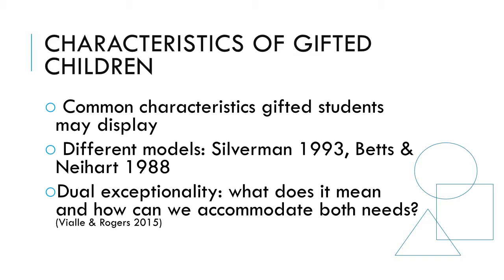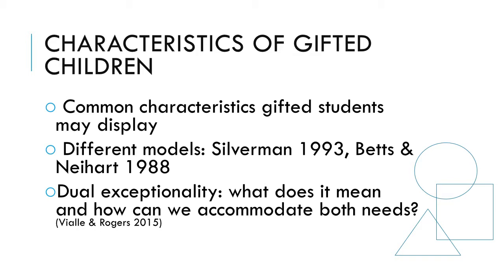autonomous learner. One of Betts and Neihardt's profiles, the double-labelled, is interesting. We'll explore it further. It can also be known as dual exceptionality. So, what exactly is it? As I mentioned previously, students who have disabilities can also be gifted.